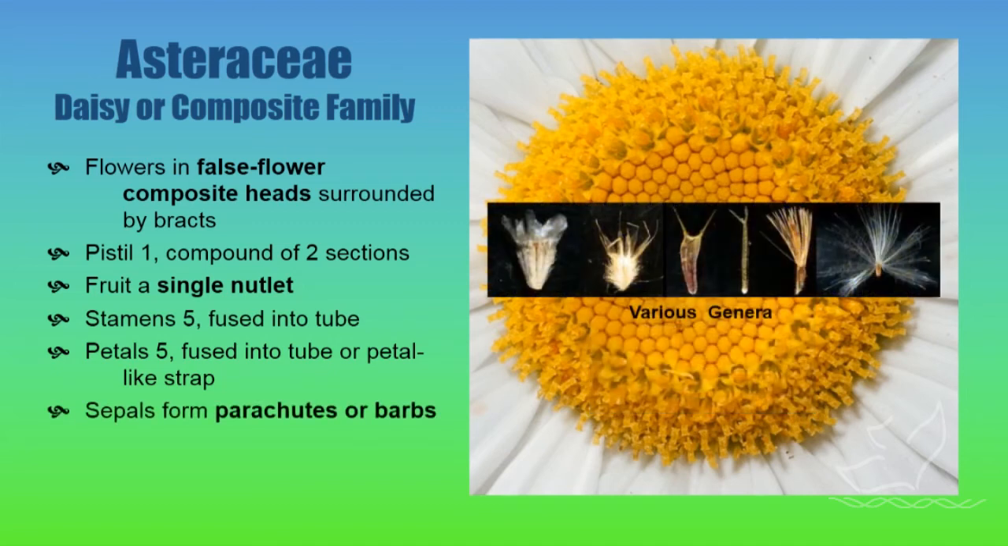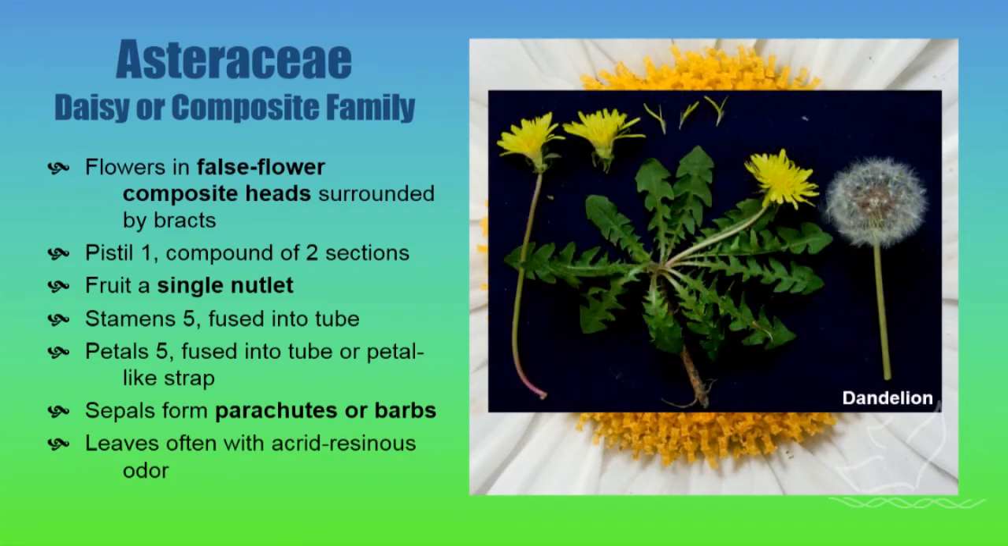The sepals form either parachutes or barbs on those nutlets. And this is basically serving to disperse those nutlets either in wind or catching in fur or on clothing. Okay, leaves are often with an acrid resinous odor.